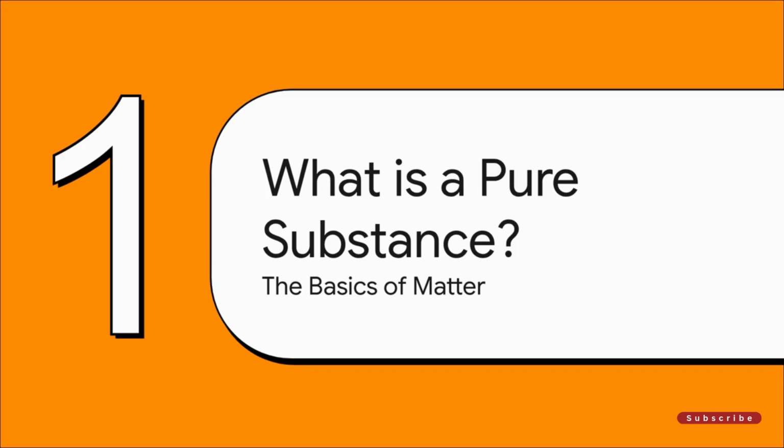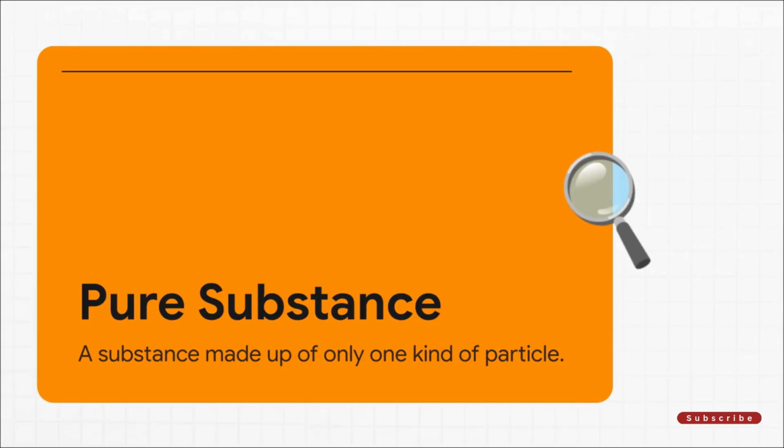See, when a scientist talks about something being pure, they don't mean it's good for you or organic. They mean it's the exact same thing all the way down to the microscopic level. And here's the official definition. A pure substance is made up of only one kind of particle. That's it. One single type of building block repeated over and over. Think of it like a giant bin full of nothing but identical red Lego bricks. If every single piece is the same, you've got a pure substance.